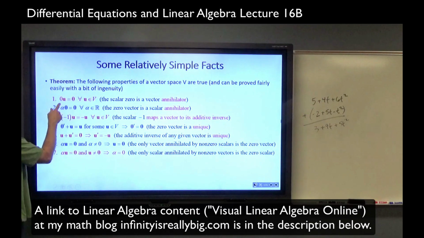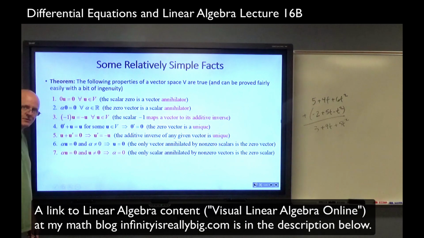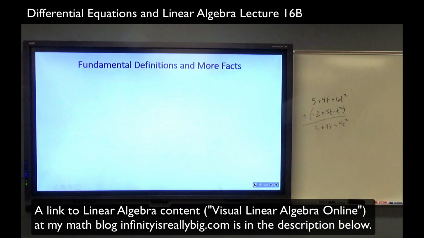For example, 0 times u is the zero vector. The number 0 annihilates any vector. It maps it to 0, so to speak, under the scalar multiplication. And 0 is actually not nothing. It is something. It's just something that represents absence of something, if that made sense.